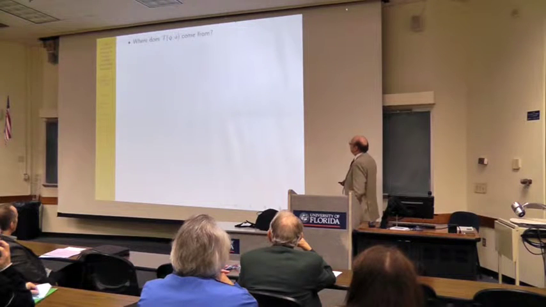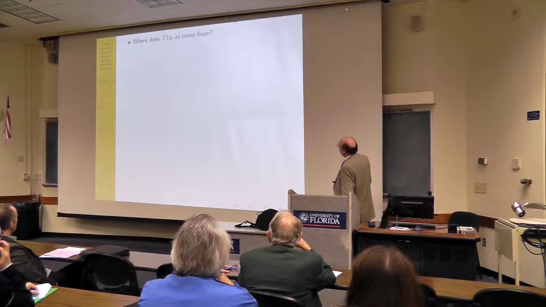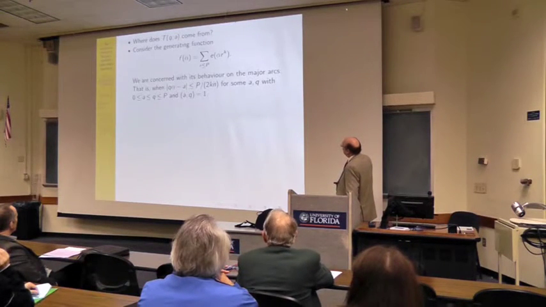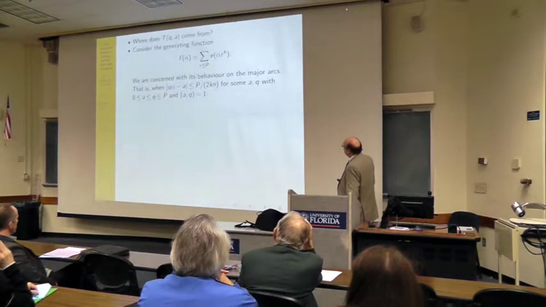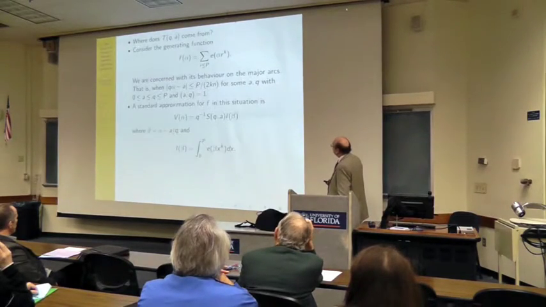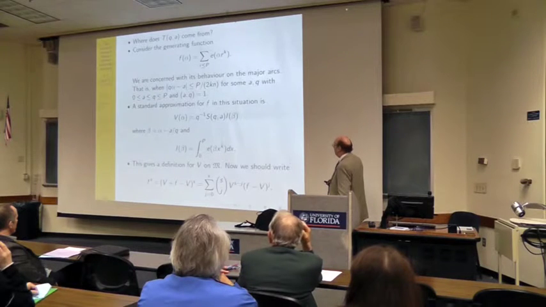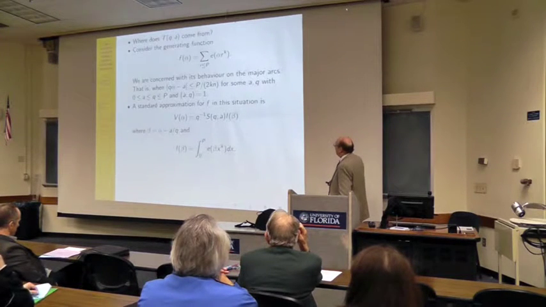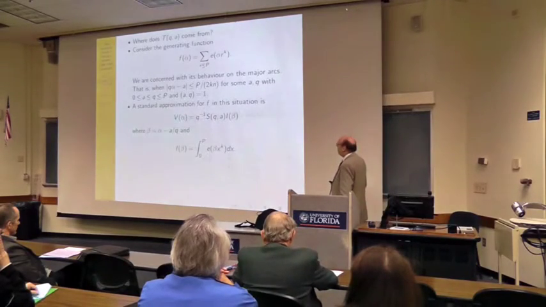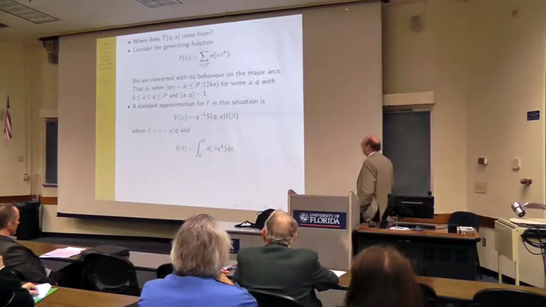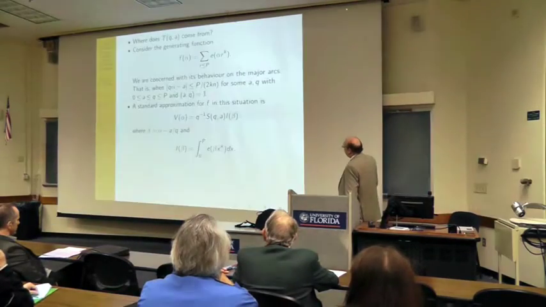Okay. So where does this sum come from? Okay, so let's go back to the generator. And of course, we are really only concerned with what's going on in the major arcs. So one way of approximating this exponential sum on the major arcs is to write it in this form.